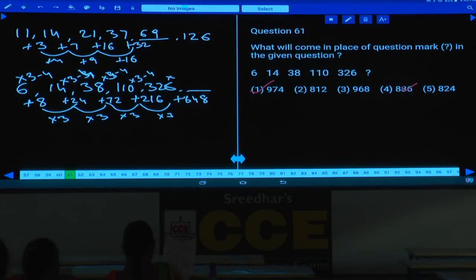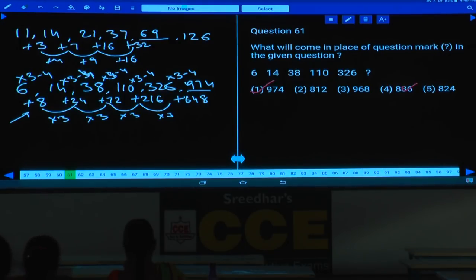And at the same time, 326 into 3 minus 4. 300 into 3 is 900. 26 into 3 is 78, minus 4 is 74. Hence, what is the number here? 974. In either way, you will get the answer 974, into 3 minus 4 or the difference between the numbers.